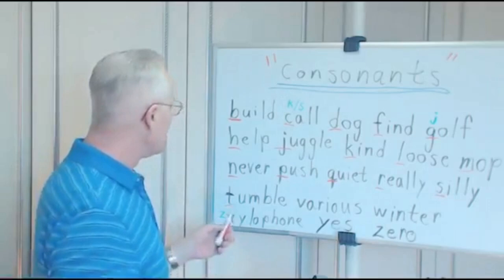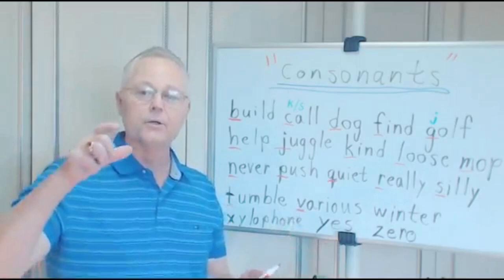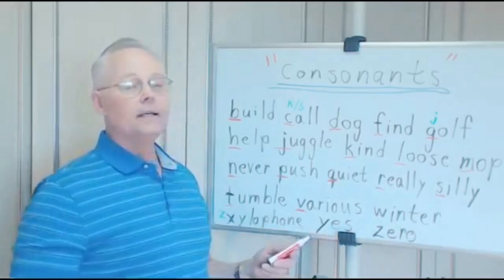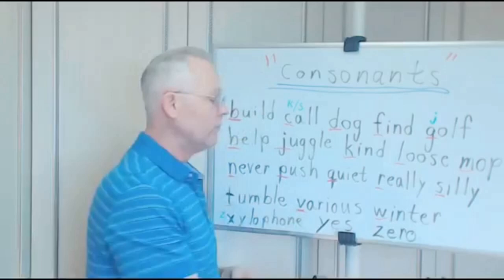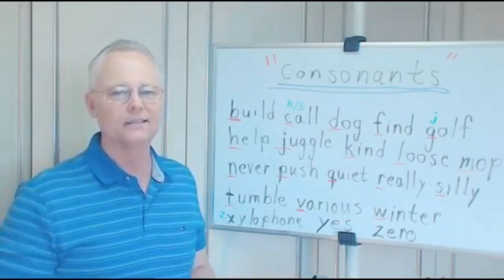We have the V, various. There are various types of glasses that we use to drink from, right? Small glasses, tall glasses, wine glasses, whiskey glasses, shot glasses, water glasses, 8-ounce glasses. Various types. And we have W for winter. One of the seasons of the year. Oh, winter time, right? When the snow falls, the leaves are gone from the trees, it's cold outside. Winter. And then comes spring.